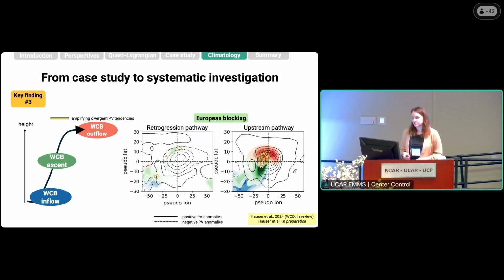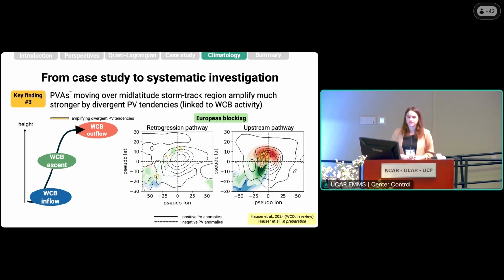If we compare this picture now to the retrogression pathway, we can see a completely different picture. So we have much less Wonken-Weyerwald activity for the PV anomalies that follow this retrogression pathway. And this gives us a hint that it really depends on where the negative PV anomaly travels through, if it's of oceanic or more of continental origin. And this brings me to the third key finding, that PV anomalies moving over the mid-latitude storm track region amplify much stronger by divergent PV tendencies, and this is linked to Wonken-Weyerwald activity.